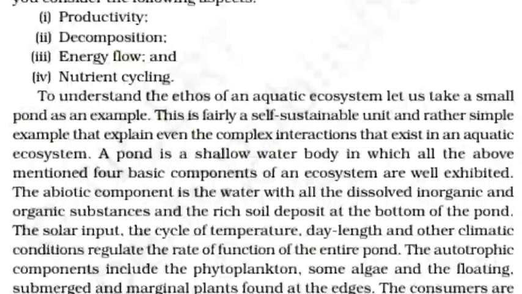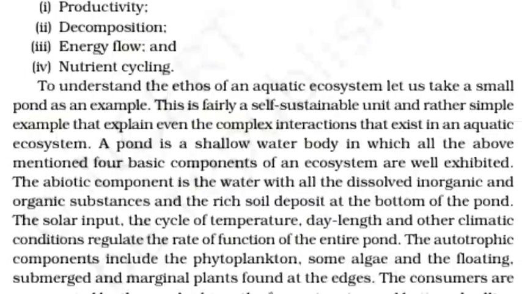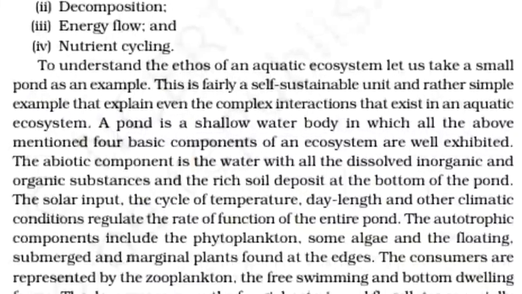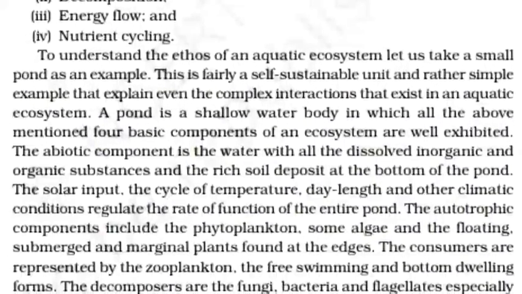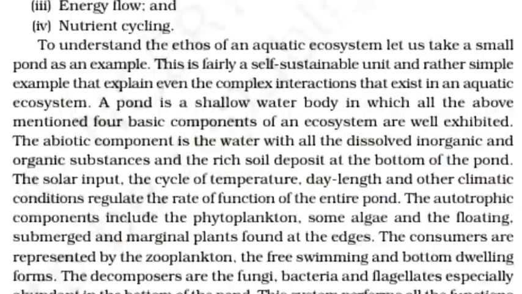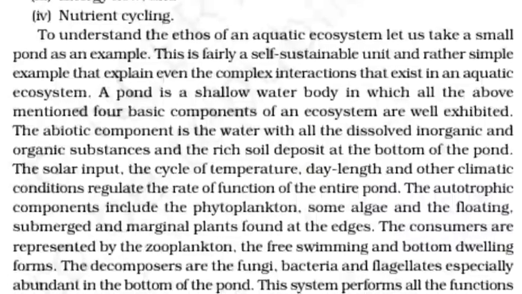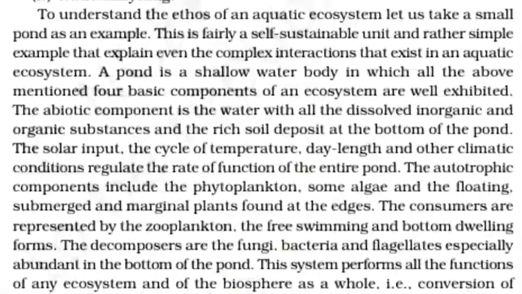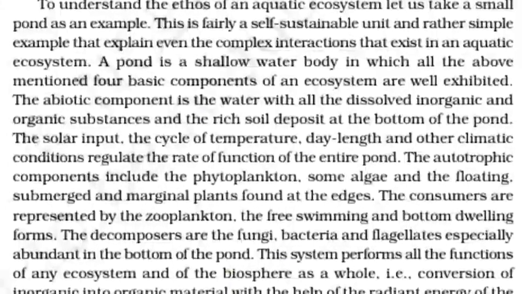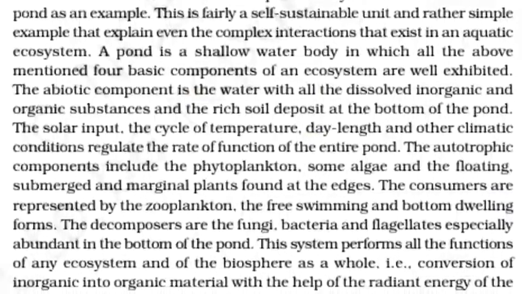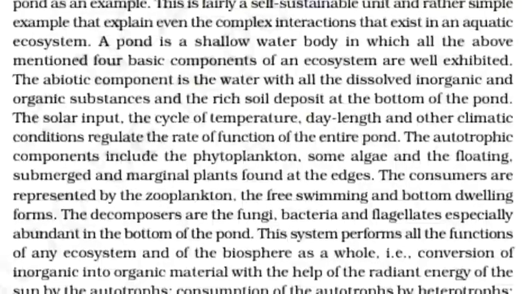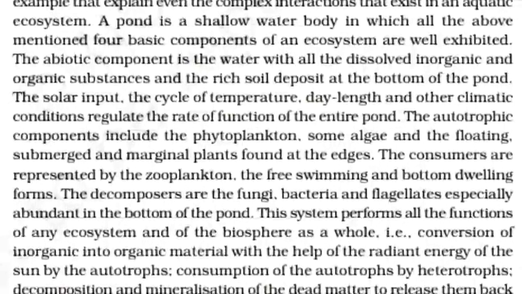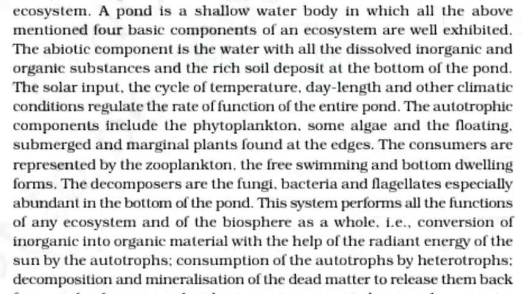The abiotic component is the water with all the dissolved inorganic and organic substances and the rich soil deposit at the bottom of the pond. The solar input, the cycle of temperature, day length and other climatic conditions regulate the rate of function of the entire pond. The autotrophic component includes the phytoplankton, some algae and the floating, submerged and marginal plants found at the edge. The consumers are represented by the zooplankton, the fish, swimming and bottom dwelling forms. The decomposers are the fungi, bacteria and flagellates, especially abundant in the bottom of the pond.